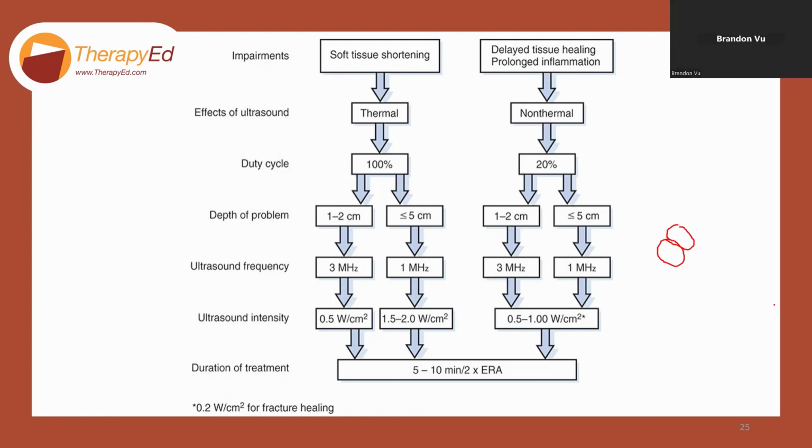So if you aren't going for the heating effect, does it matter? It does. It's the same to get good non-thermal effects. Yes, it's the same. That's why you can't do a big area with ultrasound. Because my biceps are huge, I'd have to have a huge ultrasound head to cover them.